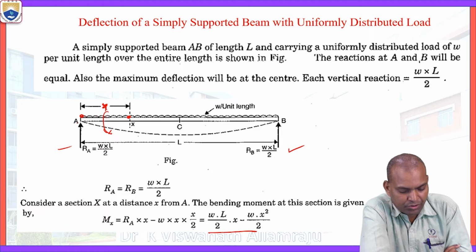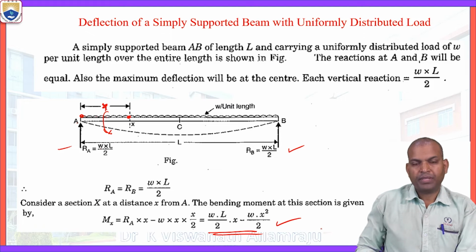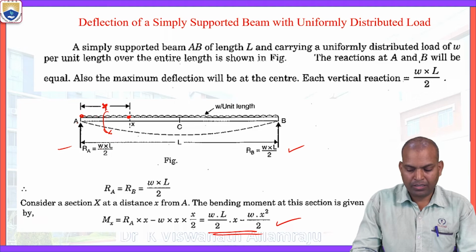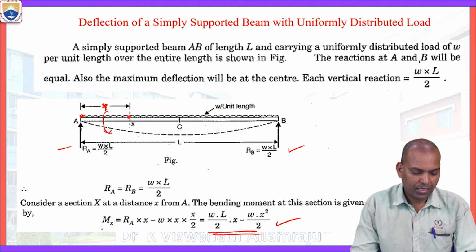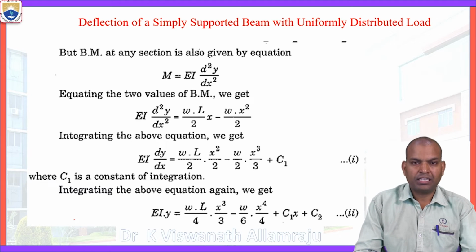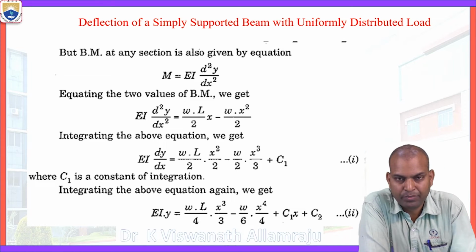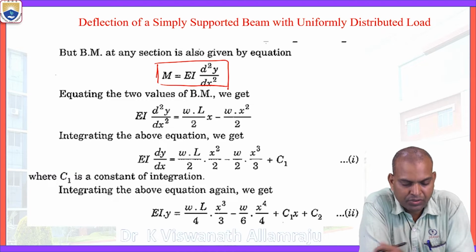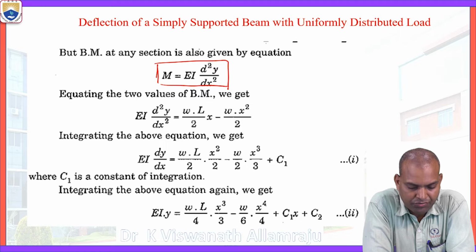So that is what we substituted here, that is Mx equal to WL by 2 times x minus Wx square by 2, the Mx equation. Now we know the bending moment at any section is also given by another equation, that is M equal to EI times d square y by dx square.